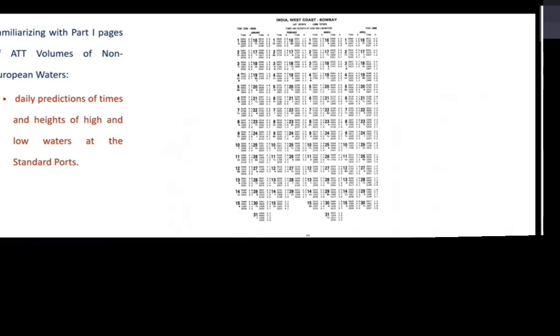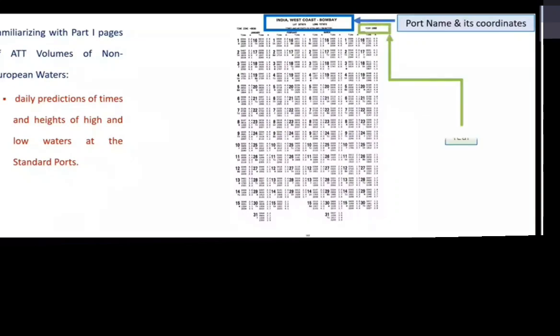We shall now familiarize ourselves with the pages contained in part 1 of the Admiralty tide tables, the volumes that cover the non-European waters. This page in part 1 contains daily predictions of times and heights of high and low waters at the standard ports. The page looks somewhat like this. We have the page of Bombay on display. This page is very similar to the page we had in ATT volume 1 as well. On top, we have the port details and its coordinates. Then we have the year of the tide tables, which in this case is 1992. And then we have the time zone for India, which is minus 5:30 hours.